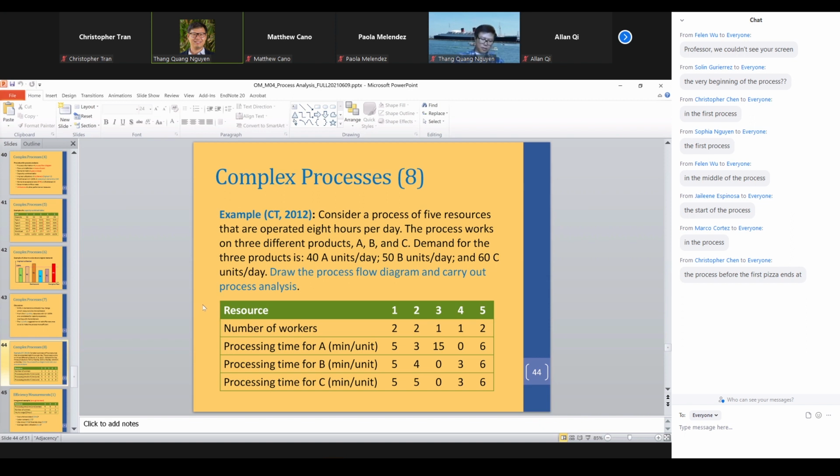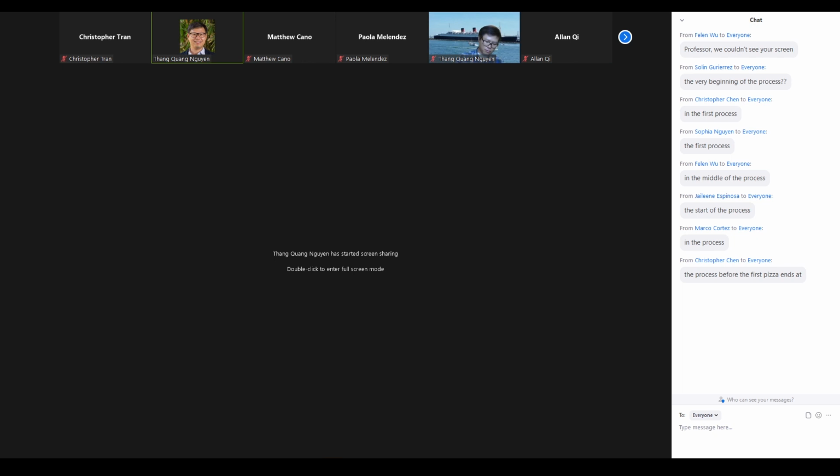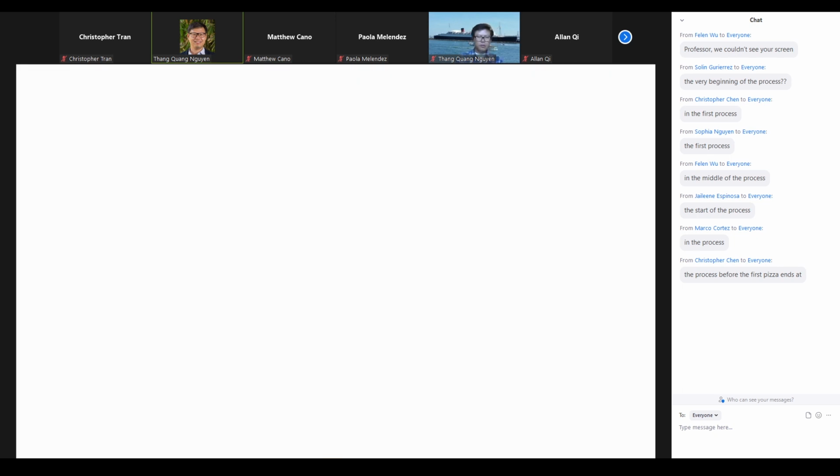Okay, so let's start the detailed work here. We are still in module 4, and we move on to a big topic: level 3 analysis. In this level 3 analysis, we are looking at processes with multiple steps.